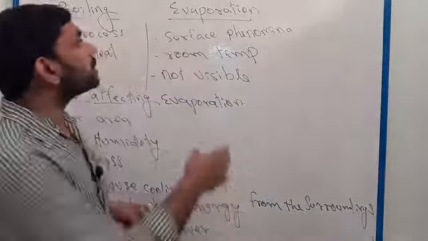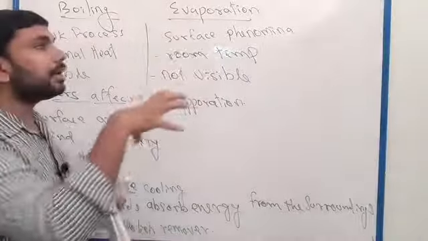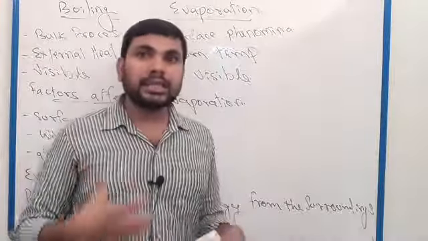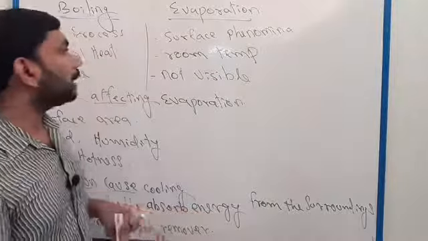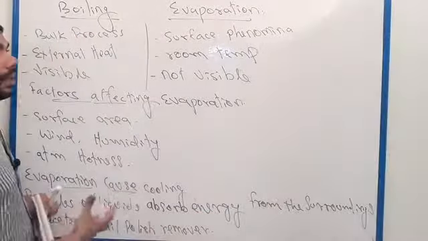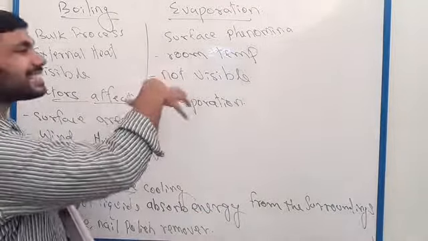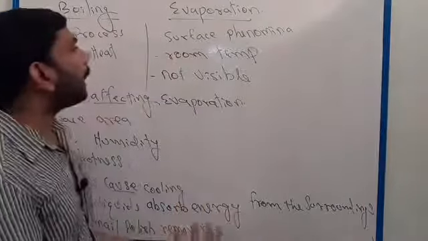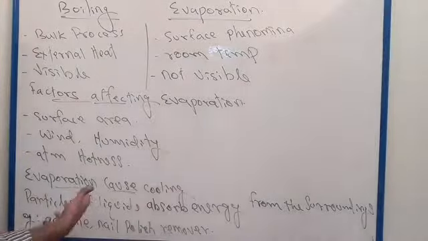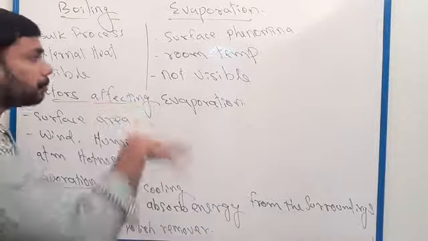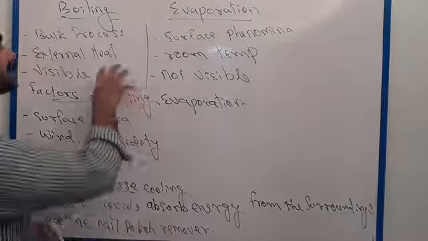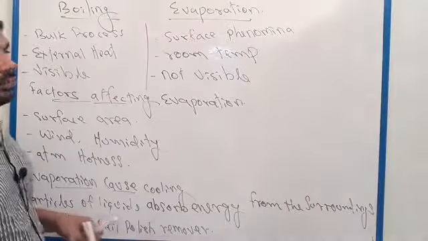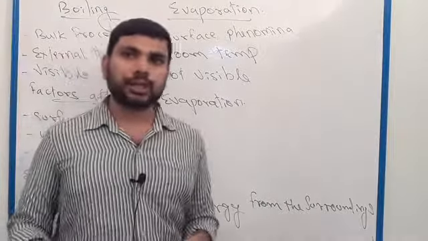So you can say it is a surface phenomenon. It happens on the surface of the liquid, and it is also not visible. It needs no external temperature. Without any external heat it will happen, for example, at room temperature. So these are the major differences between boiling and evaporation. Clear?